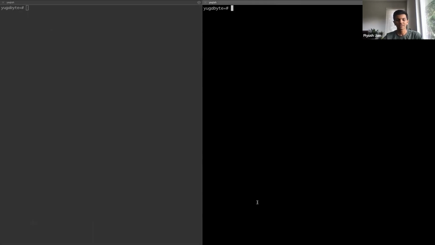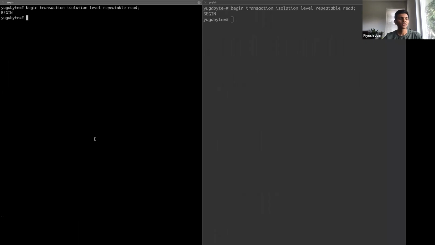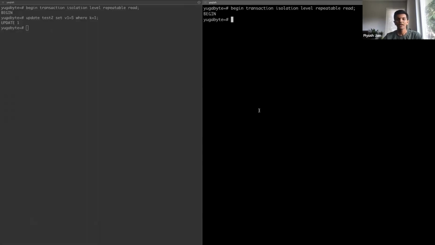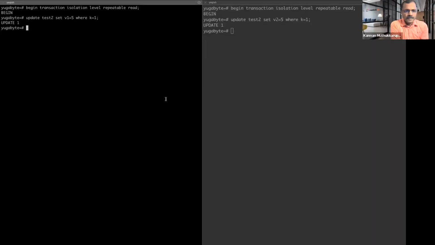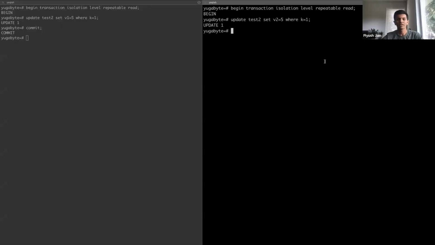And let's clear this. So I'm doing repeatable read on both sides. Let's move it. Okay. So we still have the table with 3 columns, right? And what I'll do here is I'll update V1 on the first transaction. I'll update V2 on the second transaction, right? 2 different columns. And you can see both of them go through. Both of them go through.